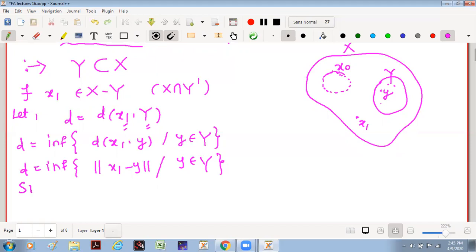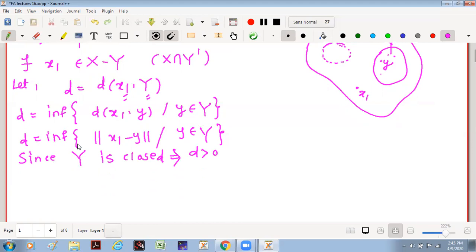Similarly, since y is closed, one can say d is greater than 0. Since y is closed, d is greater than 0. Okay, we will check why d is greater than 0, or what will happen if d is equal to 0. If d is equal to 0, what does it mean? There are some elements whose distance from the vector x1 is tending to 0.